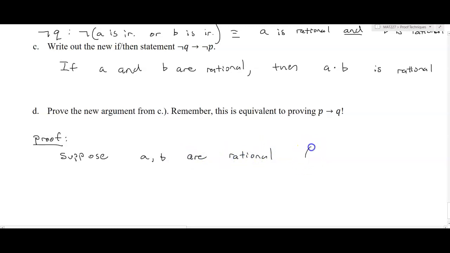And right now it's the statement not Q, but remember that what we're proving here, not Q, then not P, is equivalent to proving if P, then Q. So suppose A and B are rational. Okay, well, wait a minute. Let me think about that.